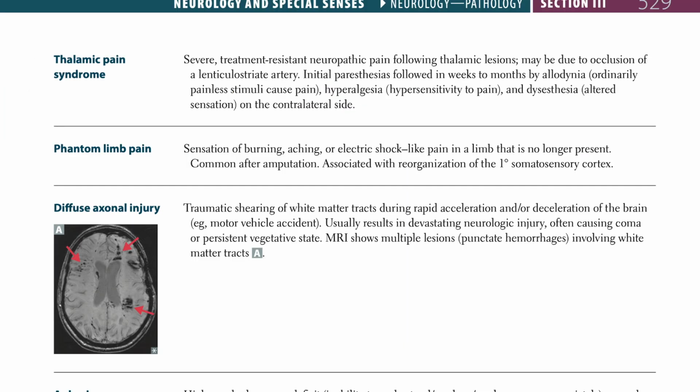Now we have thalamic pain syndrome. Thalamic pain syndrome is a severe neuropathic pain, a treatment-resistant neuropathic pain following a thalamic lesion. We talked about how with a thalamic lesion, we can fix everything but the pain. There is going to be pain after the thalamic injury even if we fix the thalamus, known as thalamic pain syndrome. Why did it happen? Because of occlusion of the lenticulostriate artery, which goes to the deep structures of the brain, supplying the thalamus and more.